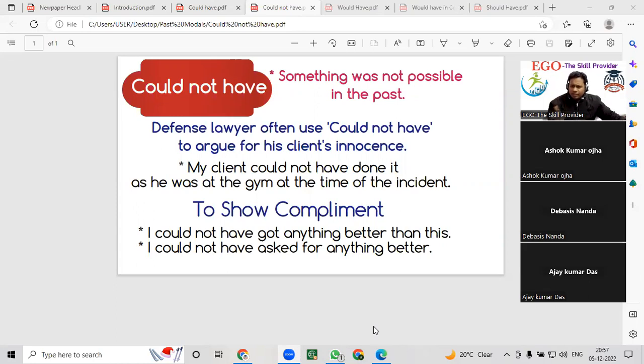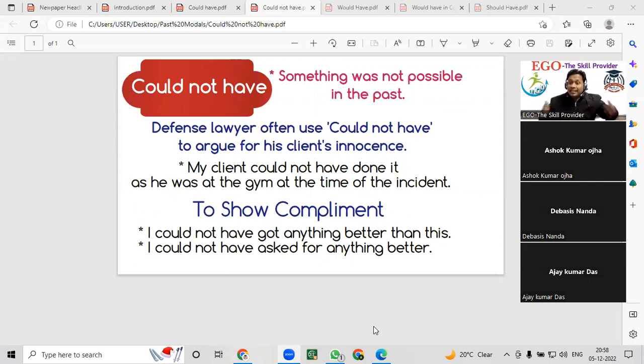Even with a colleague you are using it most of the time. My son could not have done that, why are you unnecessarily arguing this kind of thing? My boss would not have done that, never, I have seen he is a very honest guy, he could not have done that. So could not have is used to defend somebody for a past mistake that he has been accused of.